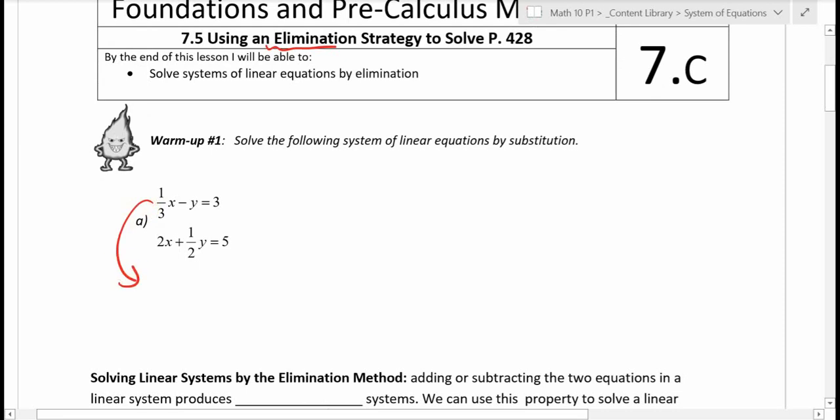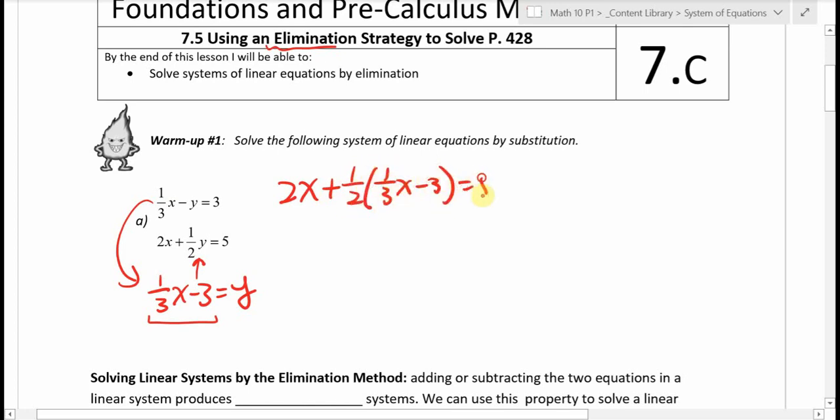Okay, so here we can definitely solve for y for the first equation. That means I gotta move 3 to the left and move y to the right. Hence, you get 1 over 3x minus 3 equals y. Then we're gonna plug this into the y variable there. So we are substituting, right? So 2x plus 1/2 times 1/3 x minus 3 equals 5.